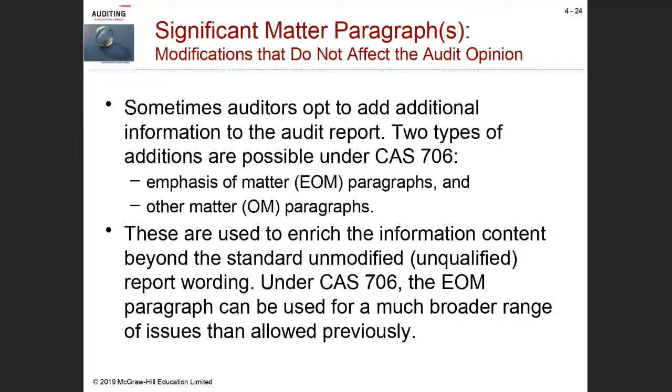If you have a scope limitation where you cannot get sufficient appropriate audit evidence, but you can narrow it down to one area or two areas, then you might be able to give an audit qualification. You say, except for my inability to obtain information on the collection of the accounts receivable of $2 million, these financial statements present fairly. You can narrow down what the scope problem is and make it clear to the reader.